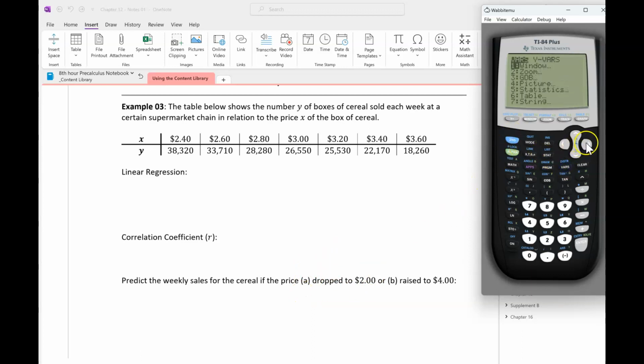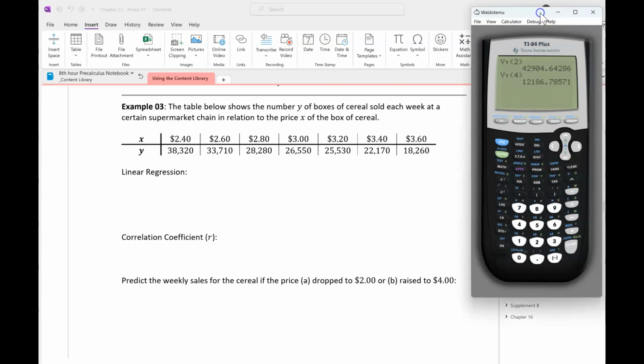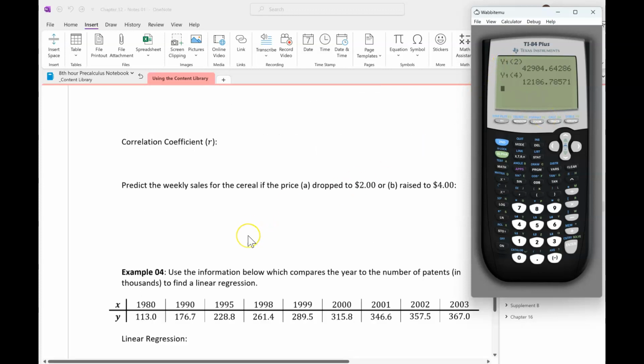I already messed up. Why are there so many numbers? I can't see half the numbers. 2.4, 2.6. Why do I have 3? Why don't I have 2.8? 2.8, 3, 3.2. The X's are just going up by 20 cents, dude. I know, it's not the day for me today. Okay. 33. And there's the last part.